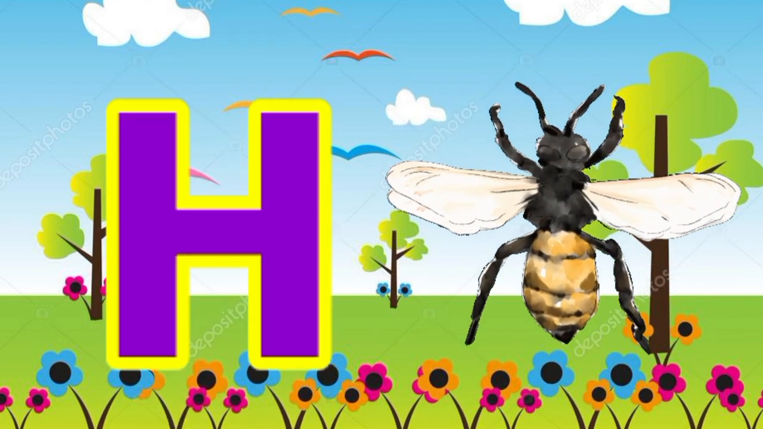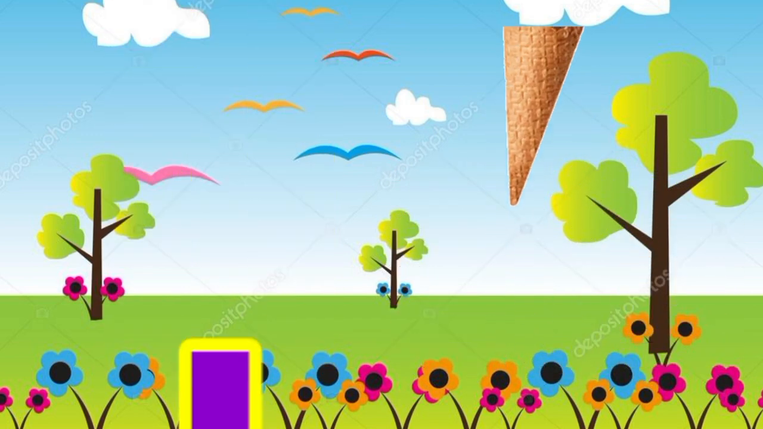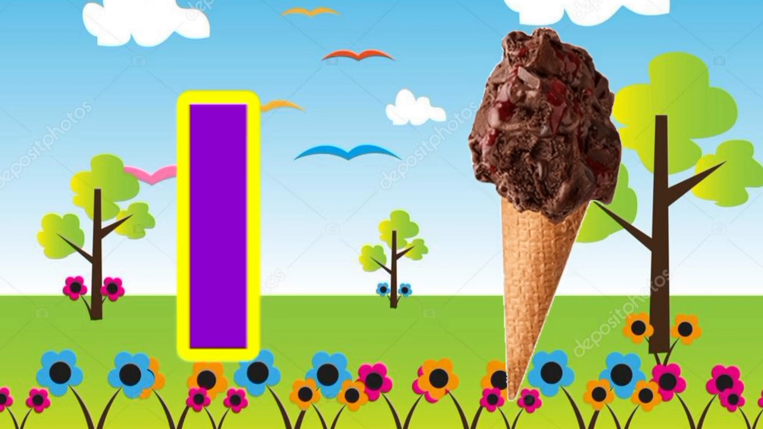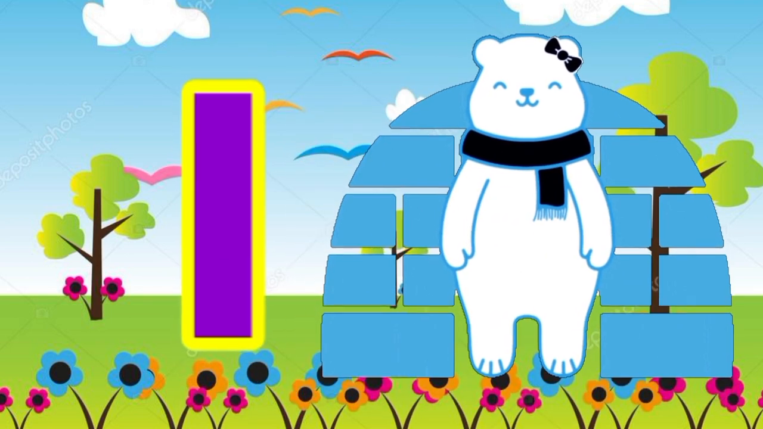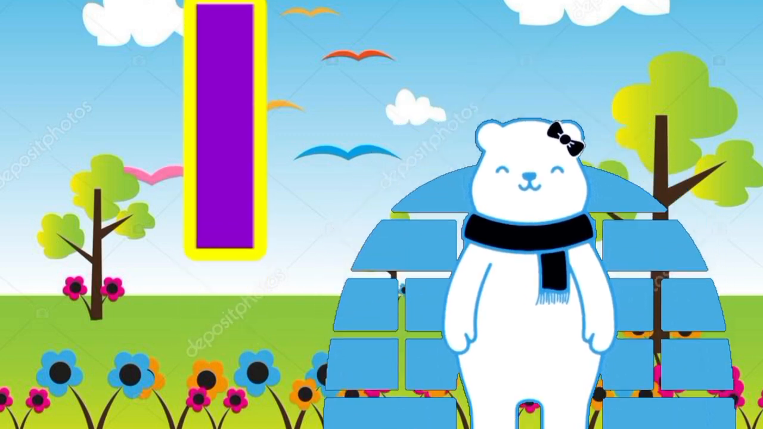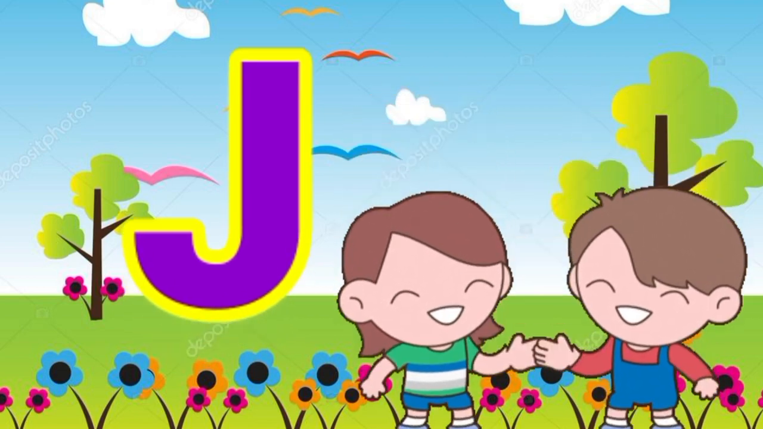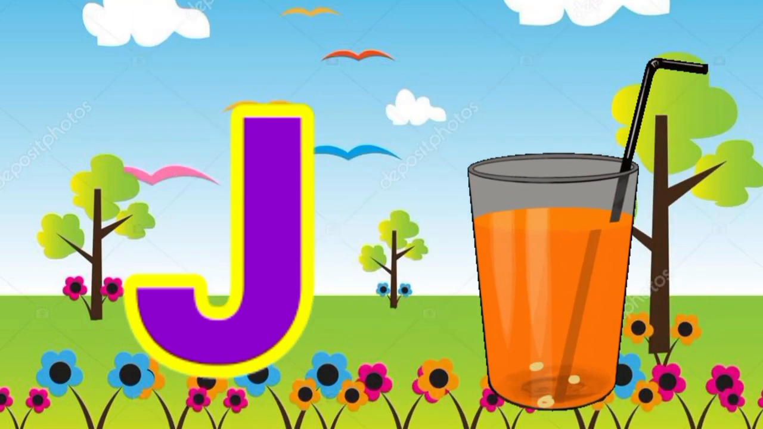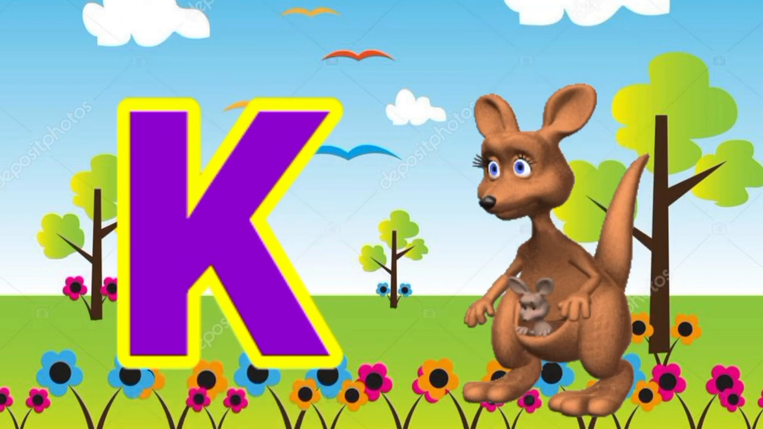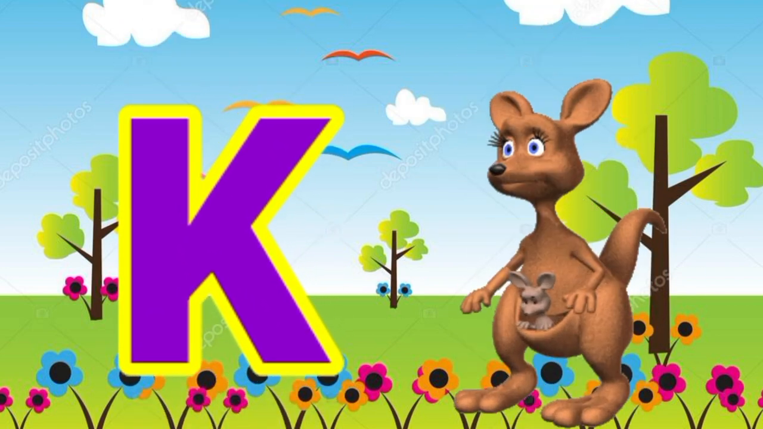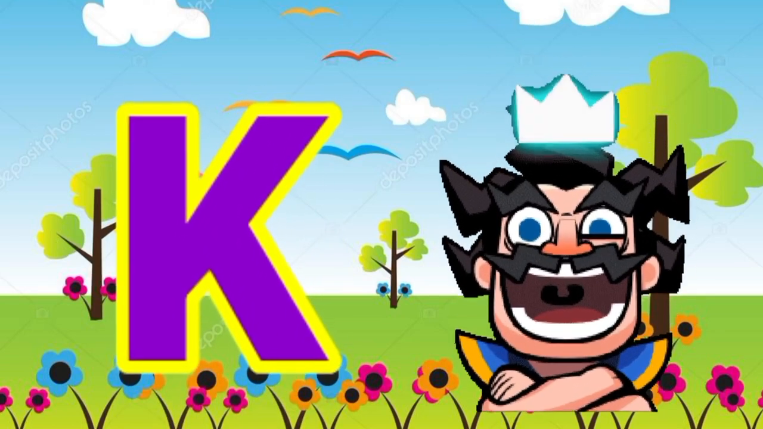H for housefly. I for ice cream. I for igloo. J for jump. J for juice. K for kangaroo. K for king.